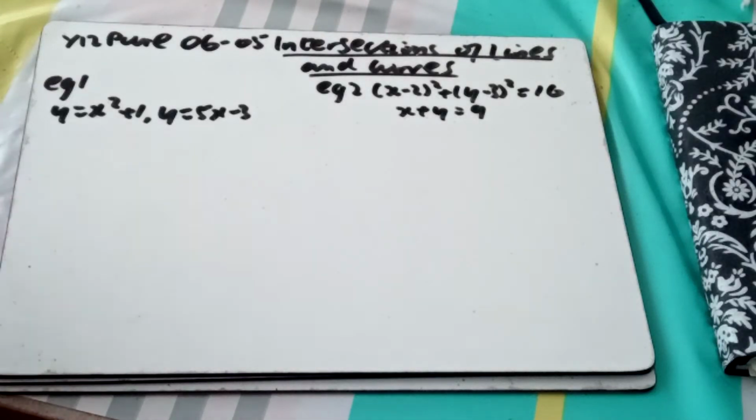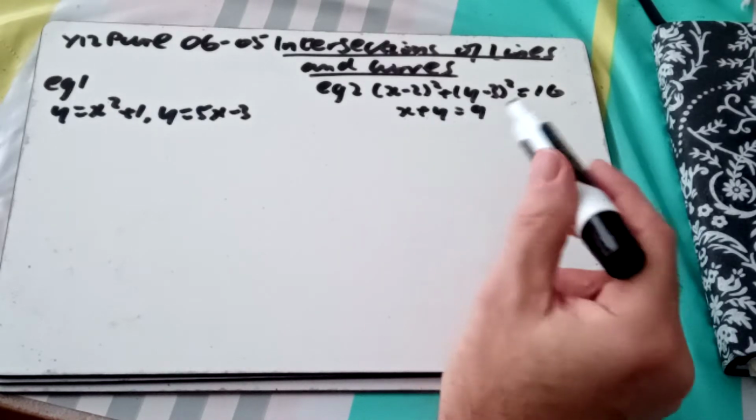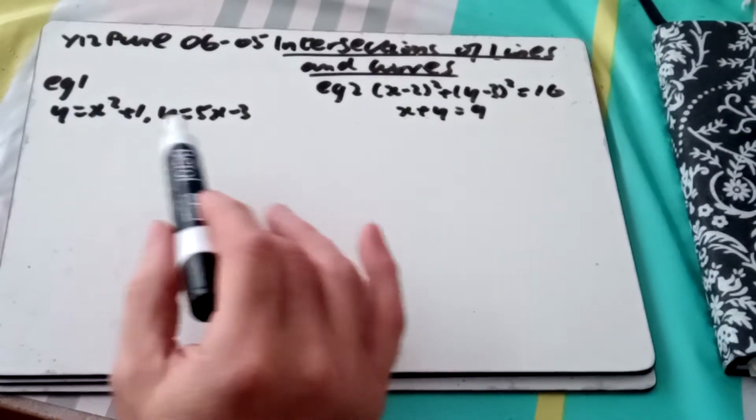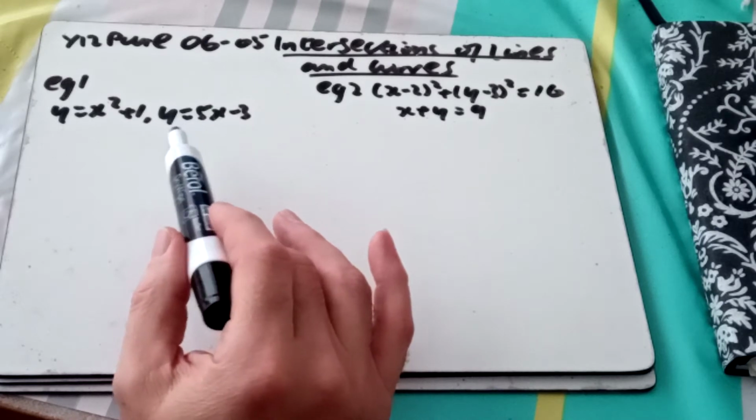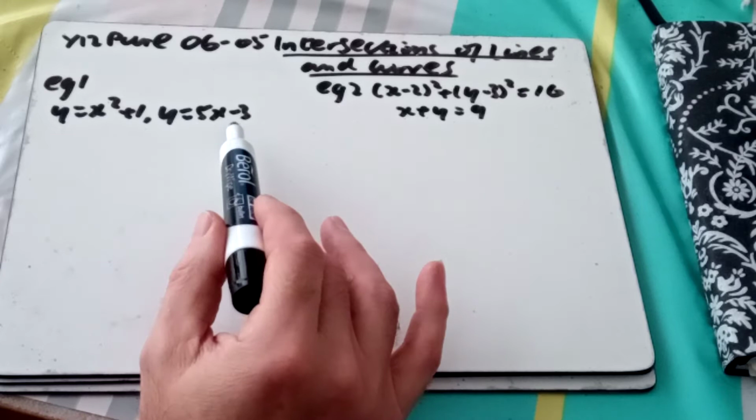Okay, today we're going to be looking at intersections of lines and curves, mainly to do with lines and circles because the chapter's to do with circles. But we'll start off with a basic one to remind you from GCSE. I've got y equals x squared add 1, y equals 5x minus 3.